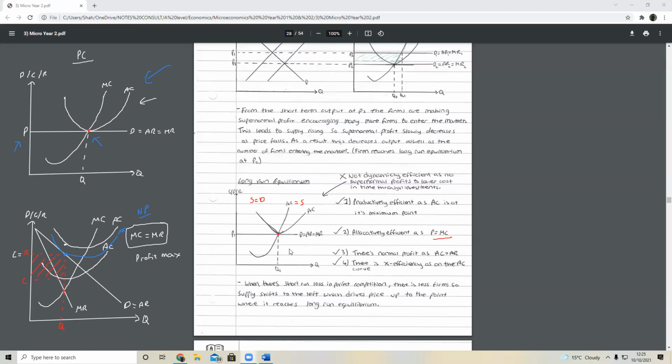There's normal profit where AC equals AR, we already know that. And there's X efficiency as well, because X efficiency occurs at any point on the average cost line. If you're producing at any point on the average cost line, you're basically minimizing your waste.